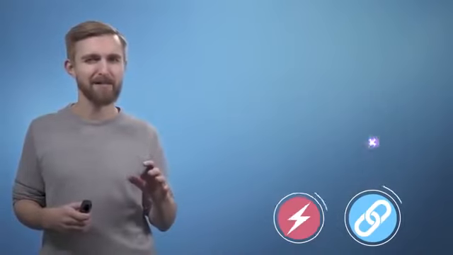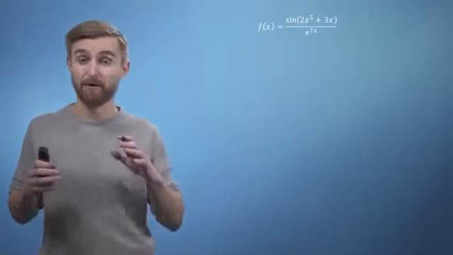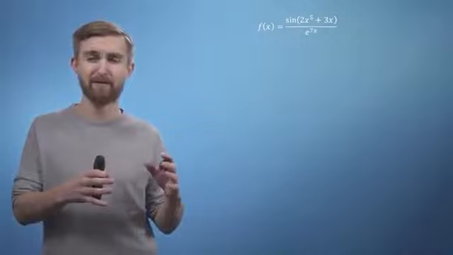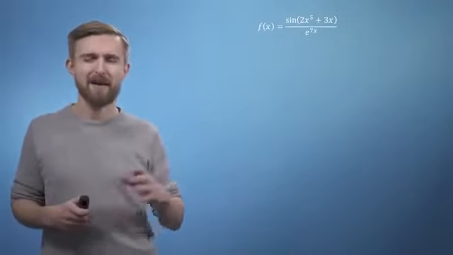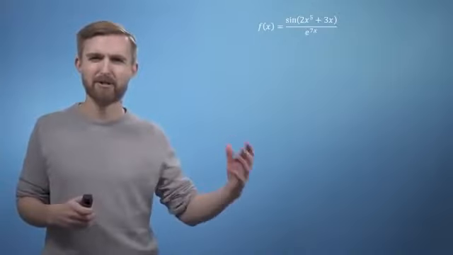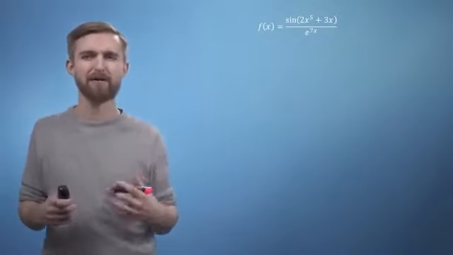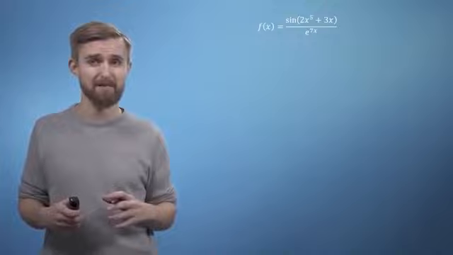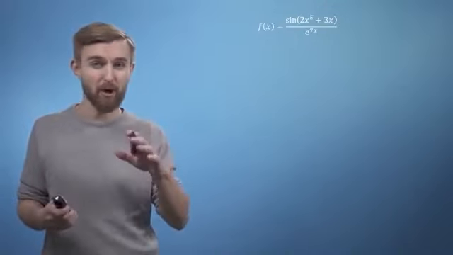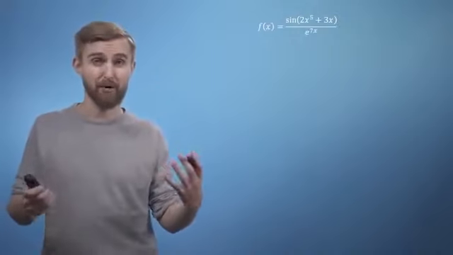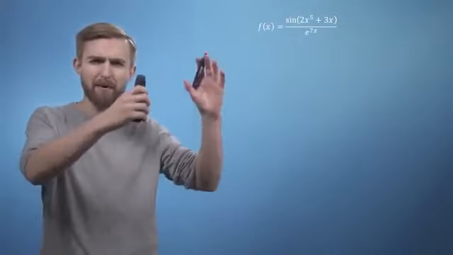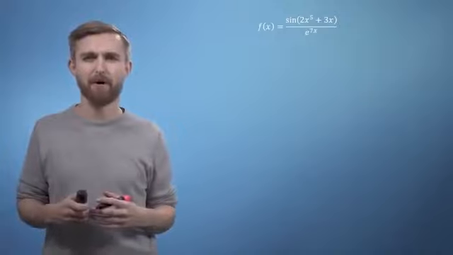Consider the rather nasty function f of x equals sine of 2x to the power of 5 plus 3x, all over e to the 7x. The essence of the sum, product, and chain rules are all about breaking your function down into manageable pieces. So the first thing to spot is that although it is currently expressed as a fraction, we can rewrite f of x as a product by moving the denominator up and raising it to the power of minus 1.